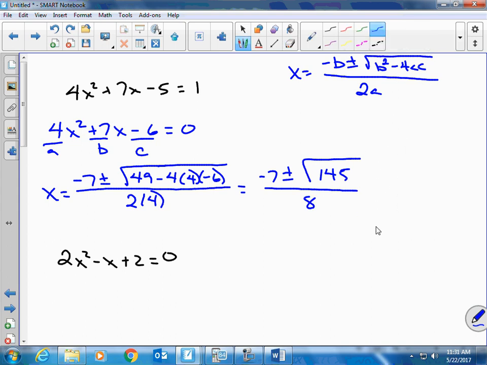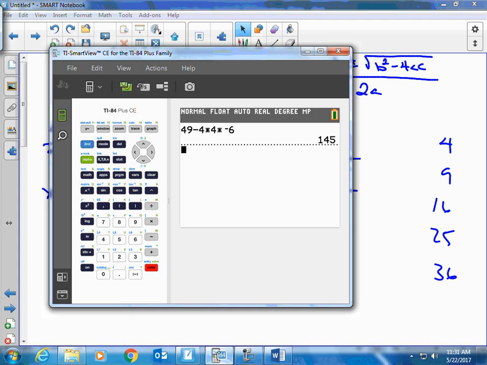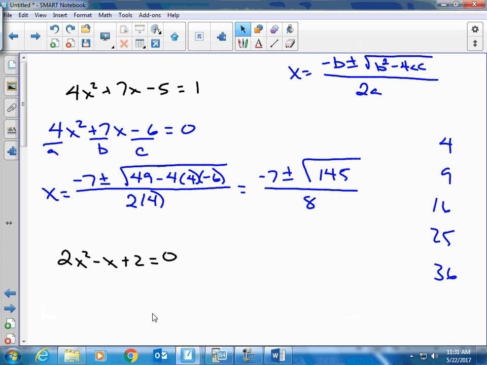Now, technically, we're done. There's my answer. However, I should answer some questions, like, is there a perfect square that goes into 145? Will 4, 9, 16, 25, etc., will any of those go into 145? I'm kind of thinking maybe 9. Nope. 145 divided by 49? Nope. So we're done. That would be an answer if it says leave your answers in exact form, or leave your answers in simplified radical form. Either one, that would be your answer.